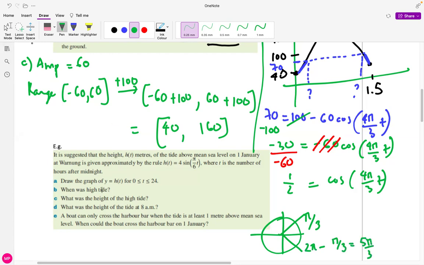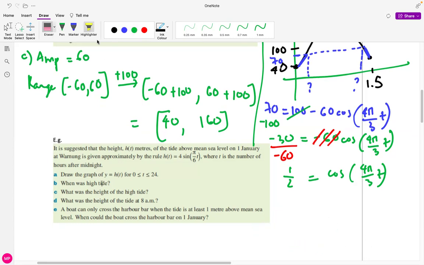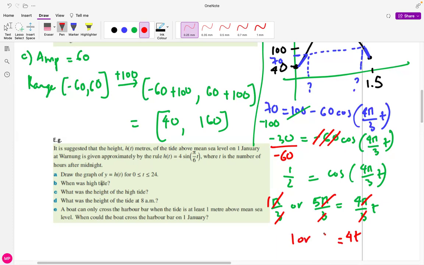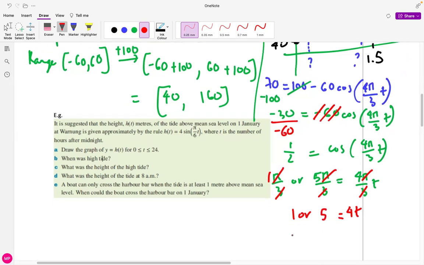Okay, so here, I'm going to drop this out. So I have two angles: pi over 6 or 5 pi over 6 will be the angle inside here, 4 pi over 3 t. Then I can solve for t by getting the pi out. So you would have 4t equal 1 or 5. Then if you divide it by 4, you get 1/4 or 5/4.